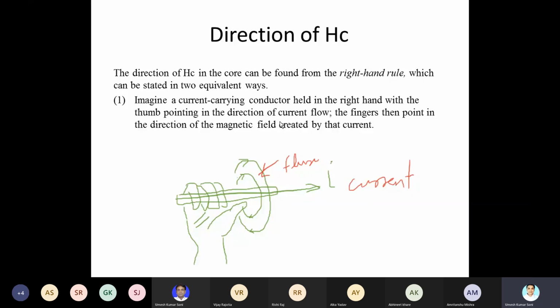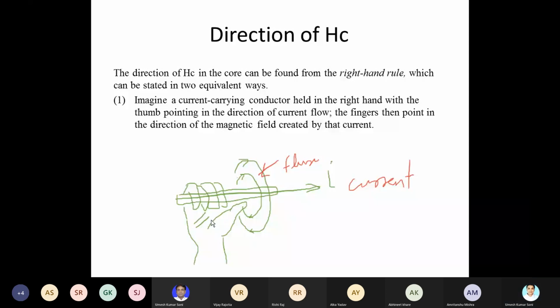So the right hand thumb rule has two parts. When current flows in a conductor, how are the flux lines oriented? Your thumb represents the direction of current. If you turn your fingers around, with the thumb representing the direction of current, then the direction of the flux lines is given by the rounding of the fingers. So whenever current flows, the flux lines can be given by this.